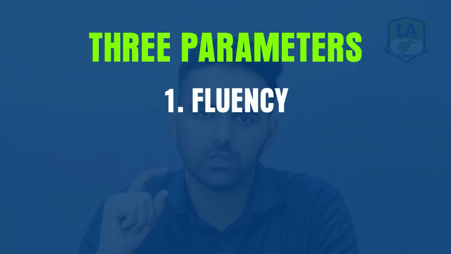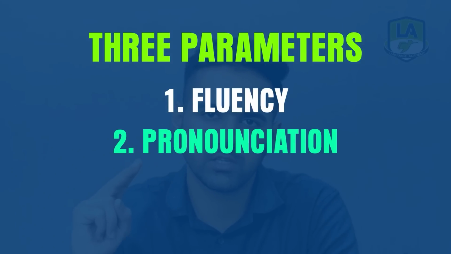One thing, remember this thing: if you want to succeed in PT, you need to understand how the system works. There are three parameters on which you'll be marked or scored or assessed. The very first one is fluency, the second one is pronunciation, and third one is content. These three parameters are something which you should know if you want to get a perfect 90 in speaking.